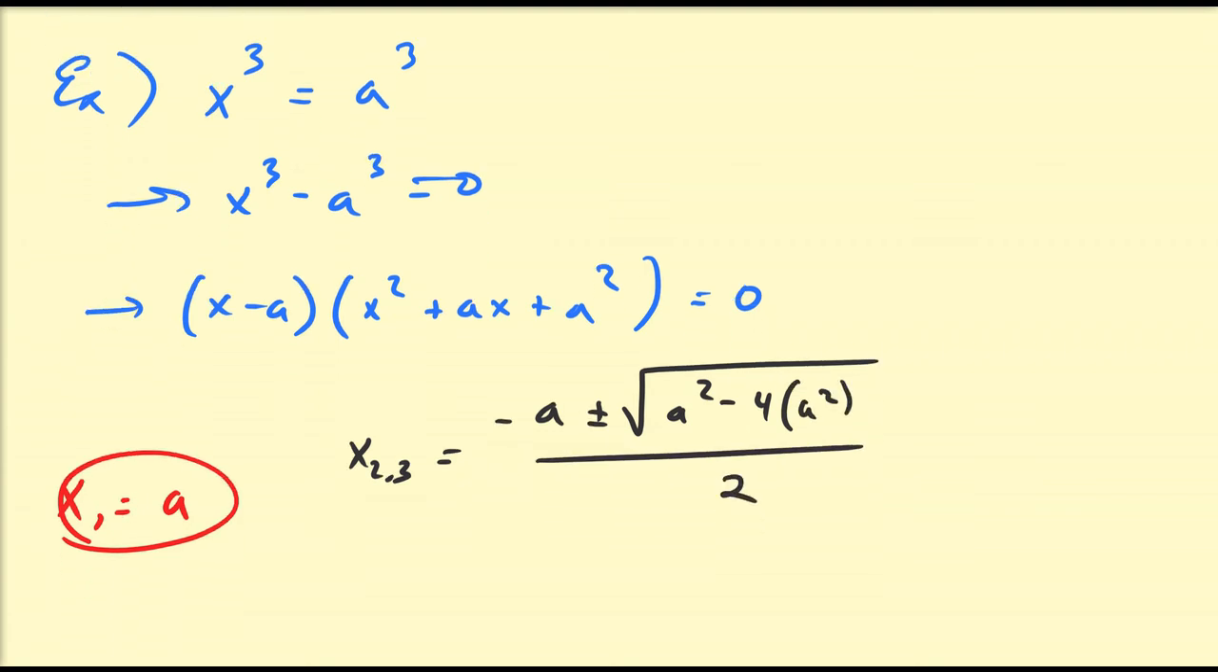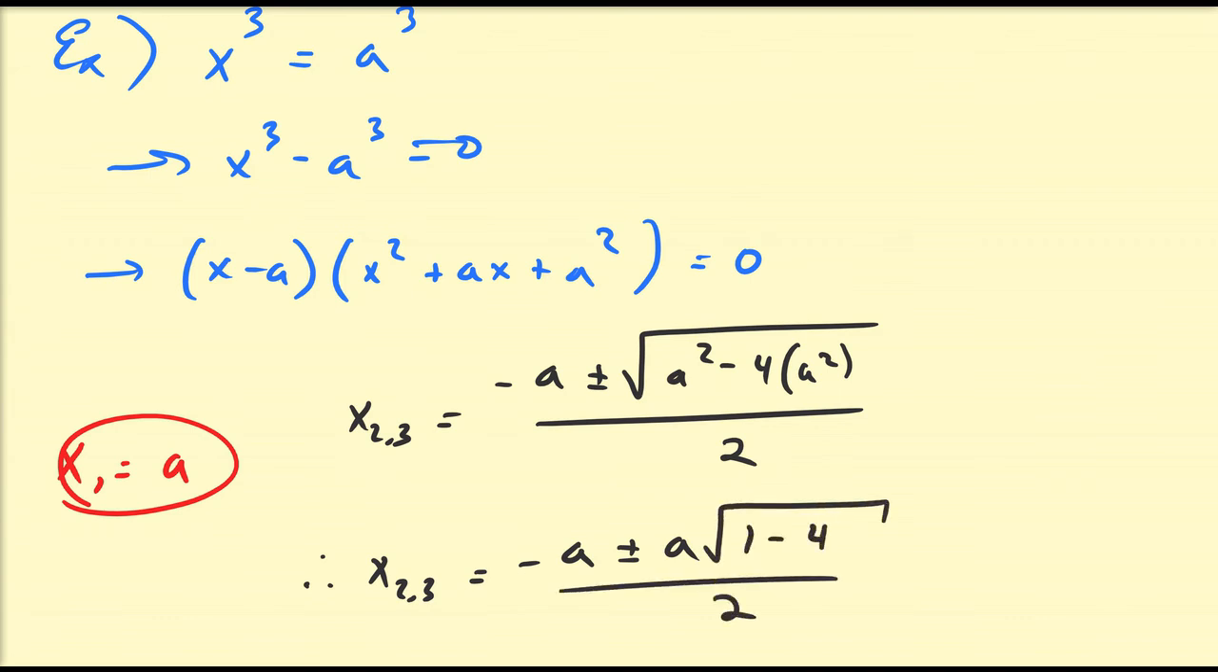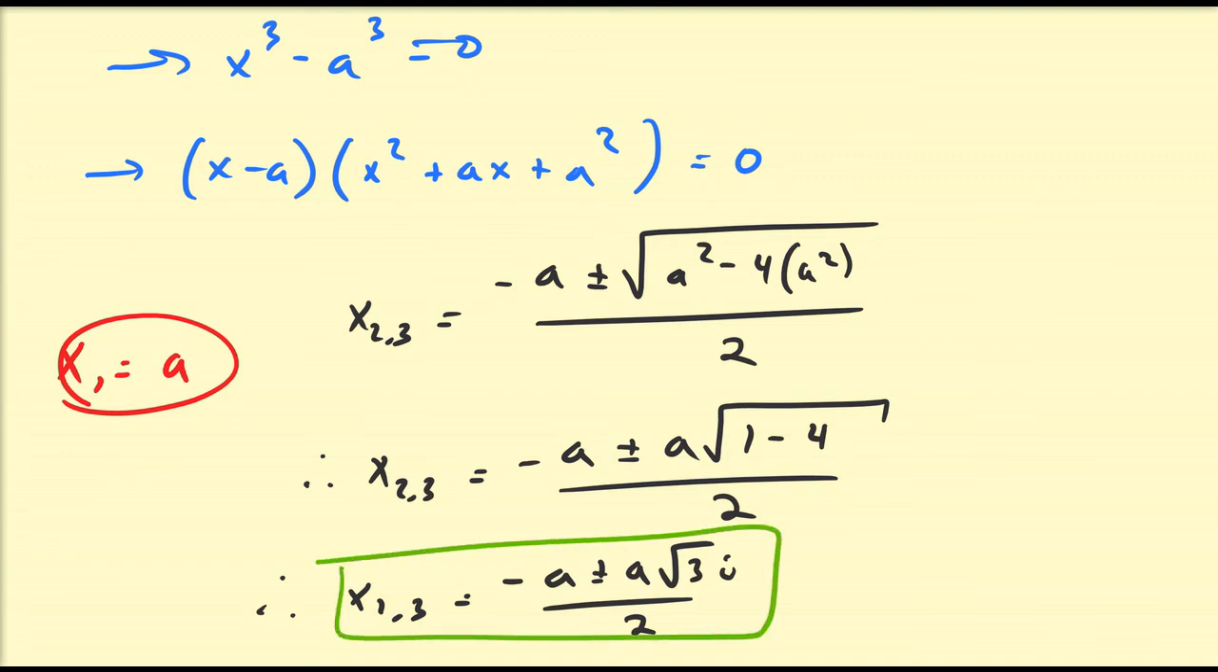We can factor out an a squared here, so we have that x2 and 3 are going to be equal to negative a plus or minus a times the square root of 1 minus 4 all over 2. So therefore, x2 and 3 are going to be equal to minus a plus or minus a square root of 3i all over 2. So it's very important to notice that this expression always lies in the complex plane, right? And that's for all values a in the set of real numbers.